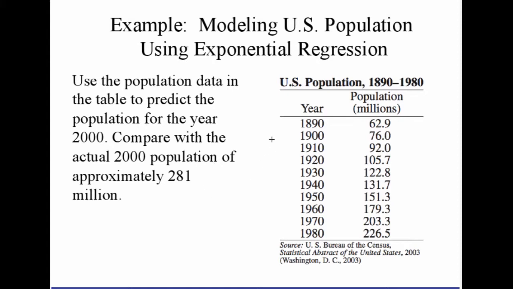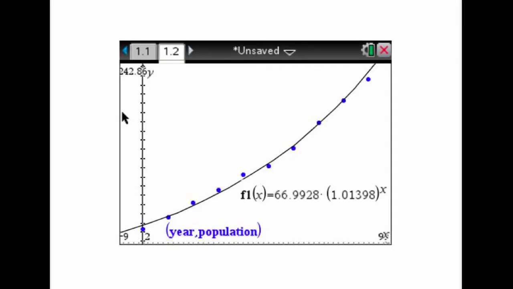Remember, anytime we're working with years, we want to take our first year value, and that will be our initial year. If you want to use the letter x for the variable, x equals 0 represents 1890. So here's what the graph looks like when we generate the scatter plot and calculate the exponential regression model and graph that function on top of our scatter plot.